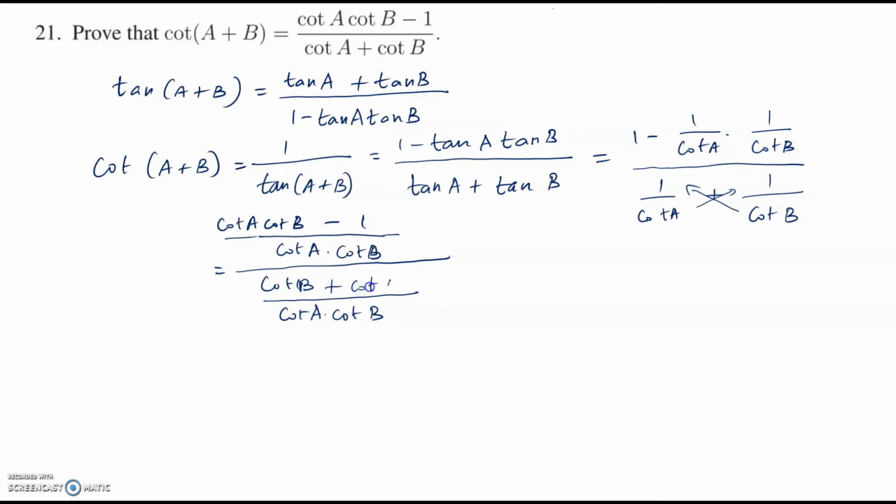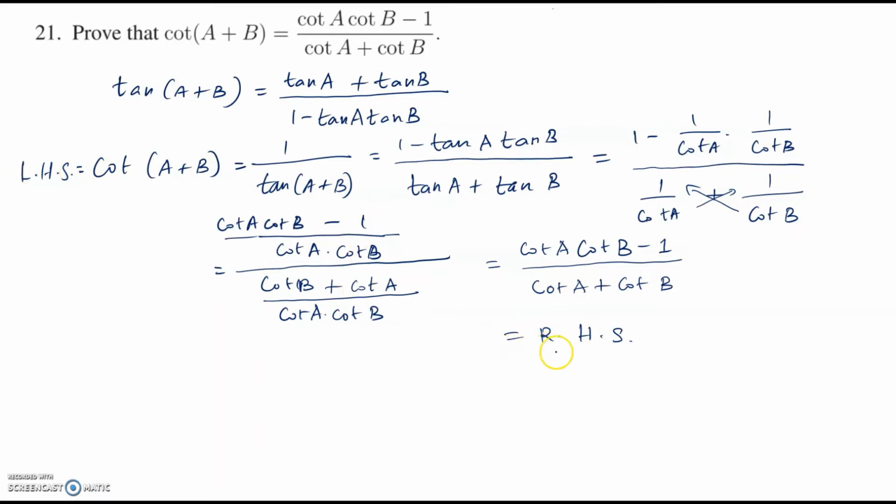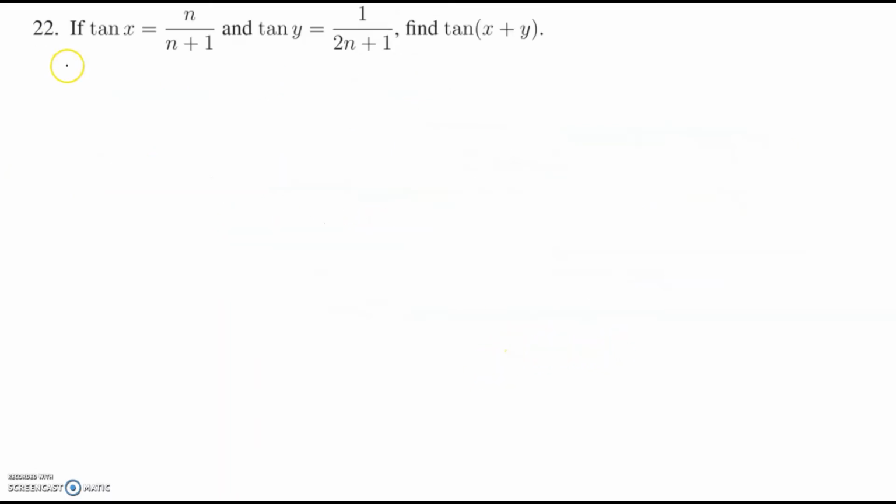plus cot A. Now, you can see that these two terms are the same, so you can cancel them and this will now become cot A cot B minus 1 divided by, you can reverse this cot B and cot A as cot A cot B, so this will be cot A plus cot B. That's the right hand side. So, the left hand side is equal to the right hand side, for the proof.